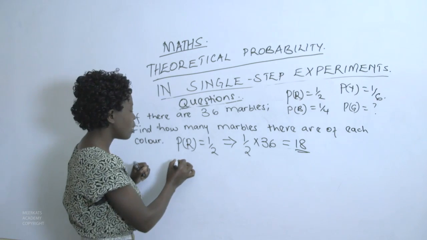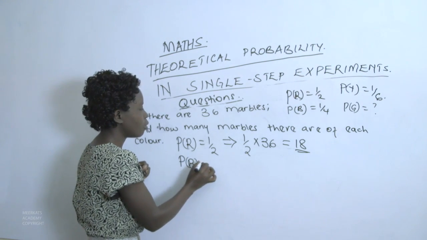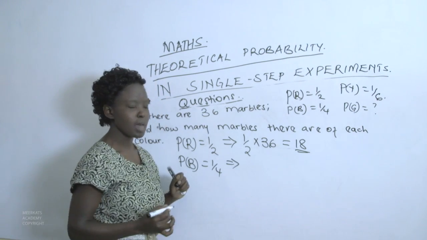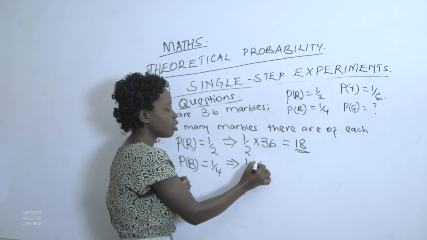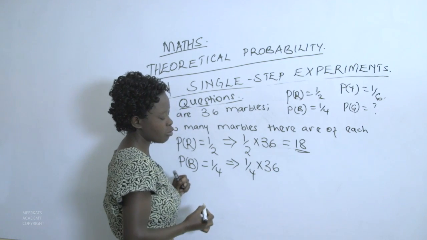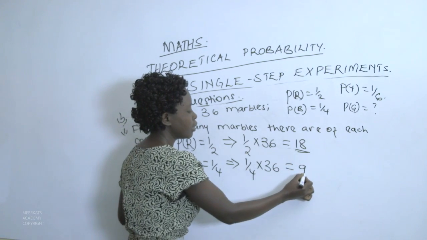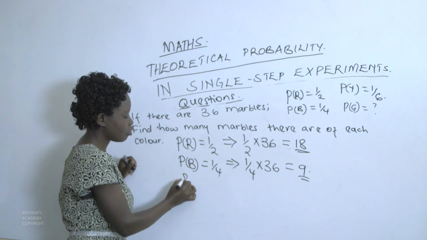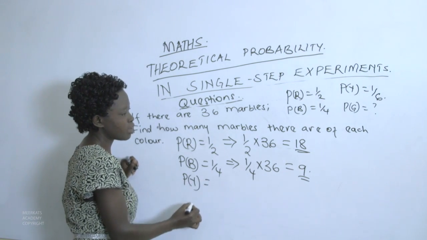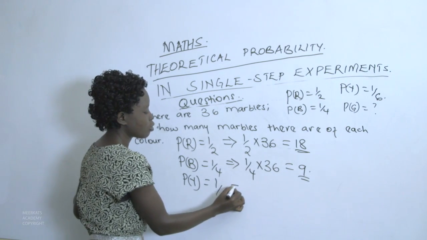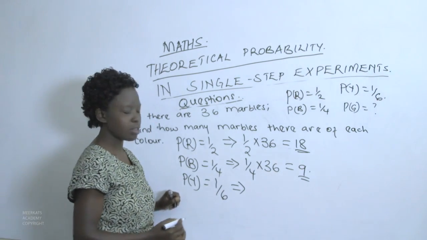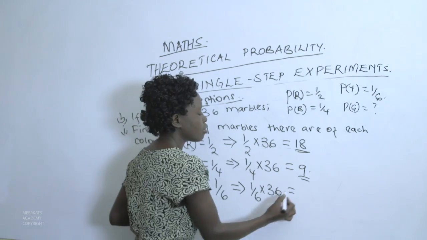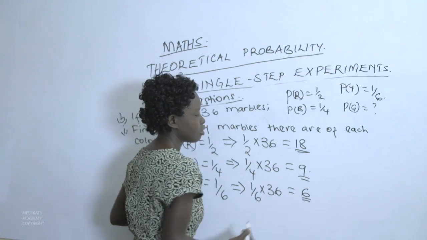Then blue marbles, the probability of picking blue is 1/4. So to obtain the number of blue marbles in the bag, we'll have 1/4 multiplied by 36. 1/4 times 36 is simply 9. Then the probability of picking yellow we've been given is 1 out of 6. So the number of yellow marbles in this given bag will be 1 over 6 times 36. 1 over 6 times 36, we get 6 marbles.